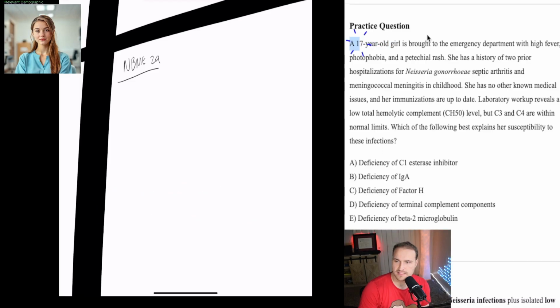Let's dive right in. A 17-year-old girl is brought to the emergency department with high fever, photophobia, and petechial rash. She has a history of 2 prior hospitalizations for Neisseria. That should immediately make us think of deficiency in the MAC complex formation. And indeed, our correct answer is the deficiency of the terminal complement components.